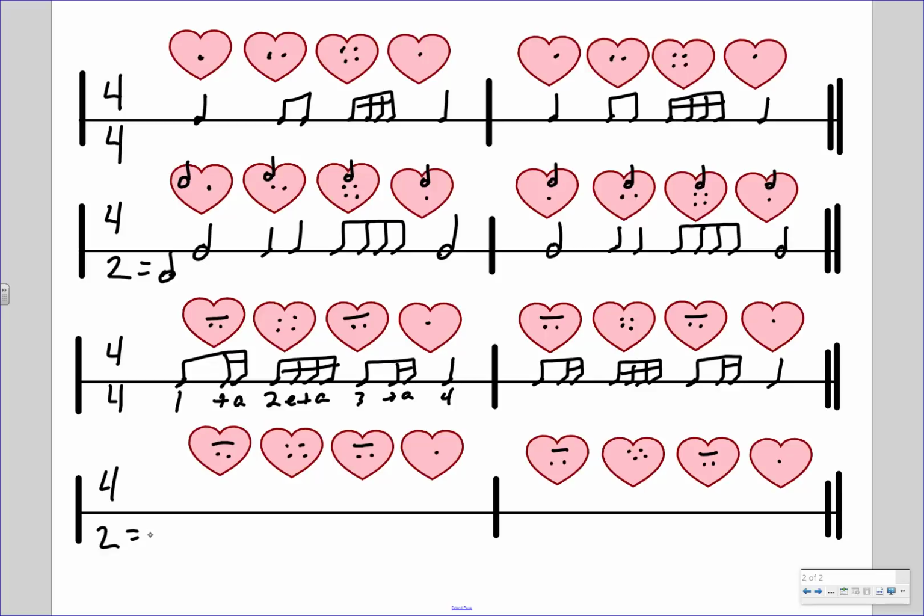Again, recall that in 4/2, our half note gets the beat, and the quarter note is the division, and the eighth note is the, I'm going to write SD for subdivision. Try to notate that in 4/2.